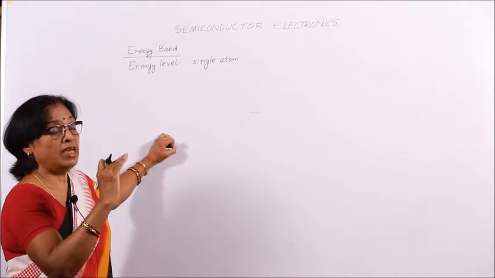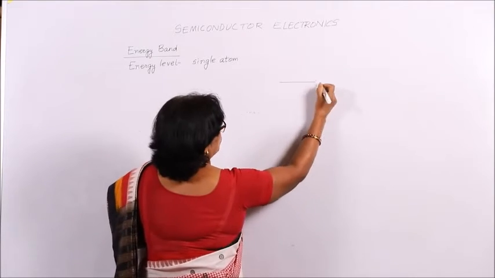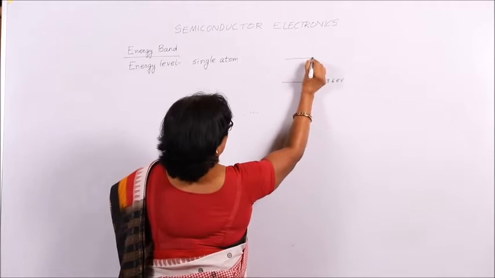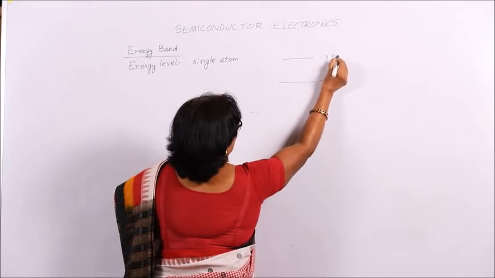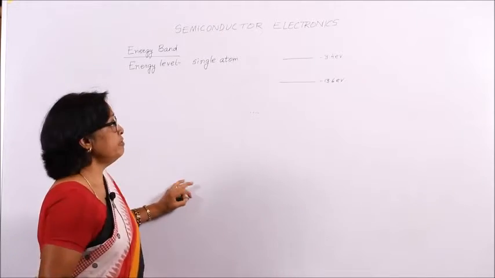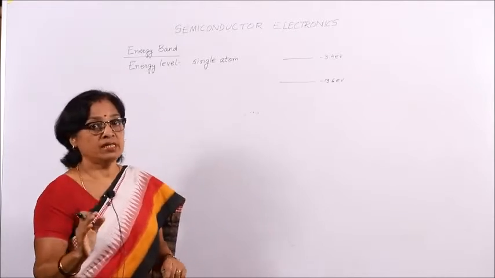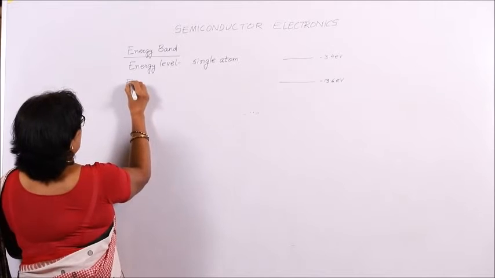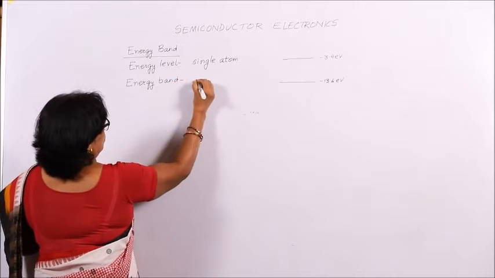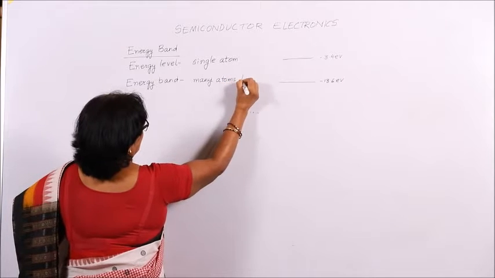So we can draw an energy level diagram. Let's say for the hydrogen atom, this is minus 13.6 electron volt, the first ground state, first energy level, then the next level minus 3.4 electron volt, and so on. So when it is a single atom, we talk about energy levels, but what is the energy band? What happens when atoms come closer, many atoms, like in a crystal?